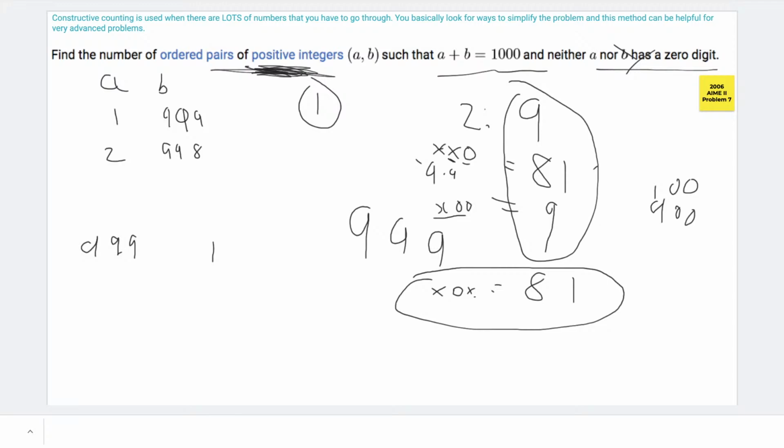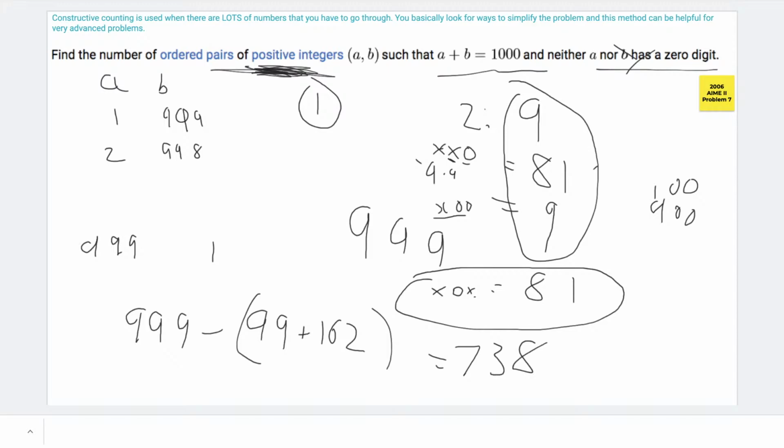So for this, we have 9 plus 81 plus 9, which is just 99, plus 81 plus 81, because we have to multiply this by 2, and you get 162. And then we have 999 cases from this, so we have to subtract this expression. And then after you do this small computation, you get 738, which is our answer. So this shows the power of constructive counting, because it can help you organize a math problem which has a lot of cases.